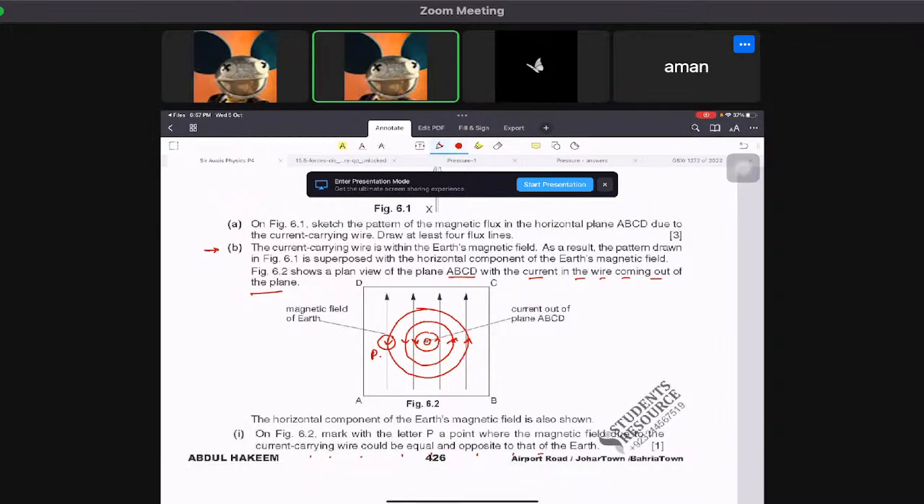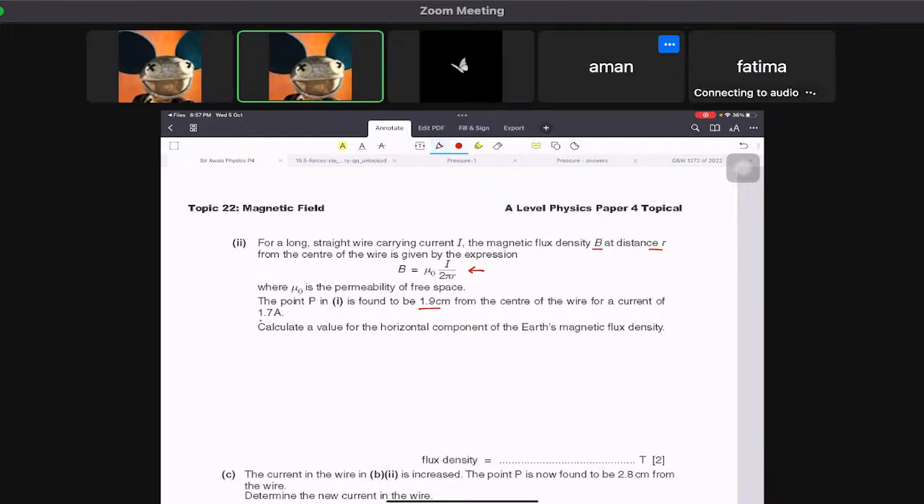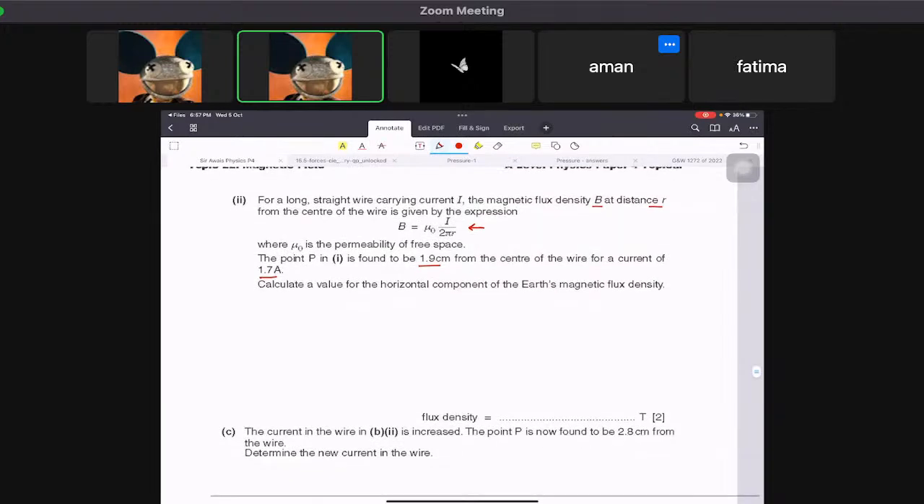Then it says this one. For a long straight wire carrying current I, the magnetic flux density B at a distance r from the center of the wire is given by this expression, where r is found to be this distance from the center of the wire and the current is 1.7. So then what you're going to do is pretty simple. You just need to find the flux density. Everything is already given in the question, interestingly, right?